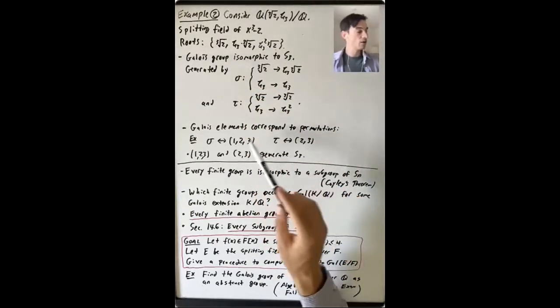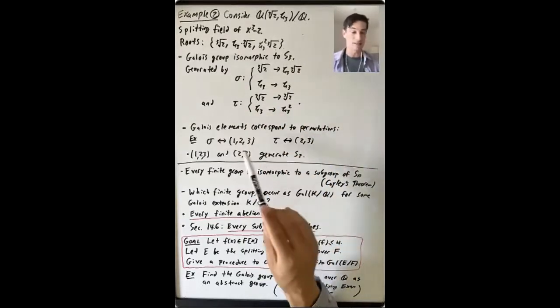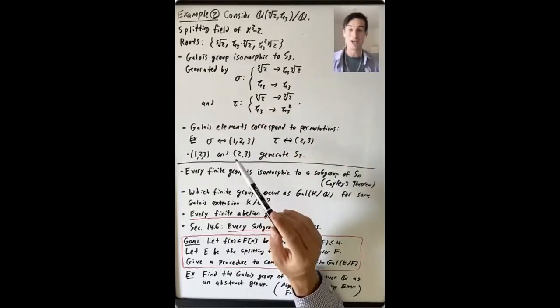And now I said that the Galois group is isomorphic to S3 generated by these two elements. These two permutations generate S3.